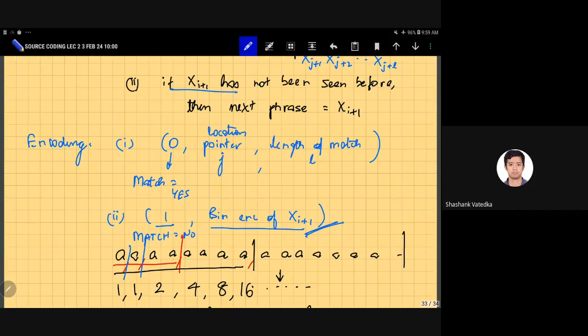So ultimately the location and all of these will have to be stored in binary, and in the next class we'll discuss how exactly we are going to store this in binary. We need a more intelligent way of storing it.